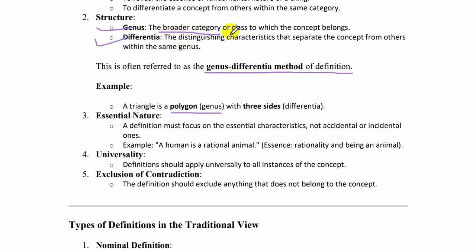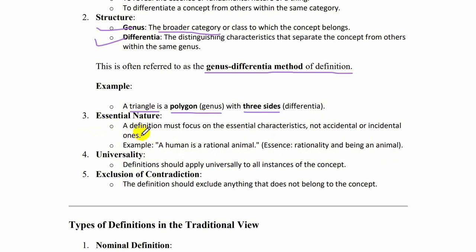Genus includes the broader category, while differentia distinguishes the characteristics that separate the concept. Now, a triangle is separated from the polygon with the characteristic of three sides, which is the differentia. Essential nature: a definition must focus on the essential characteristics, not accidental or incidental ones. Example: a human is a rational animal.